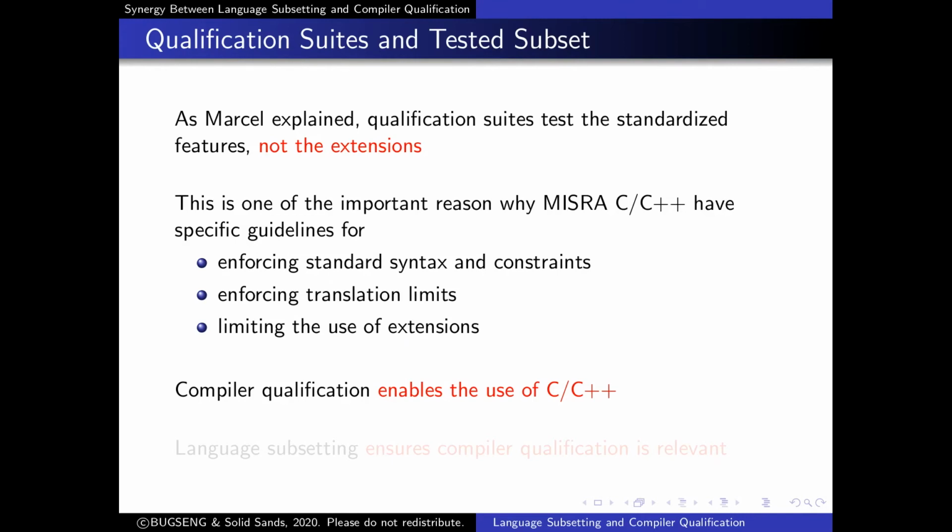They must have some trust in the C compiler. Okay, and language subsetting ensures compiler qualification is relevant. So if I remain in the limits imposed by the applicable ISO standard, it means that my compiler qualification exercise is relevant. So that's one important aspect of the synergy between language subsetting via MISRA C, C++, and compiler qualification.